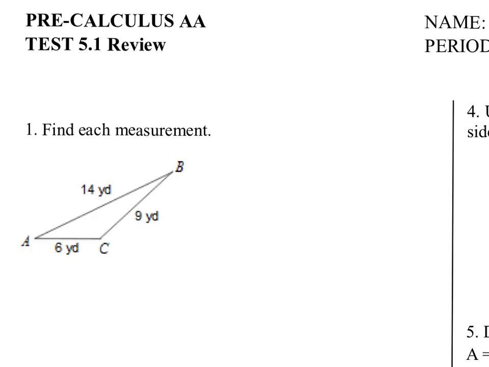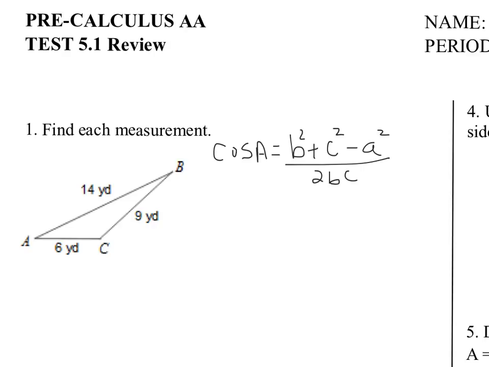So we'll use the law of cosines to find one angle, and then once we have that one angle, we'll have a corresponding side with that angle, and then we can switch to the law of sines. Let's use the law of cosines first.